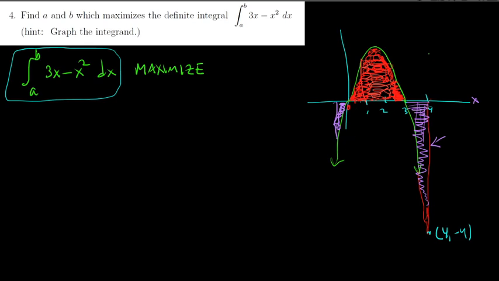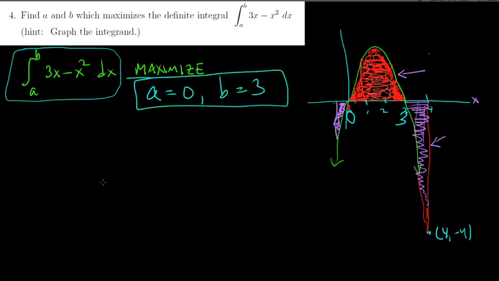So the maximum area you can get that's above the x-axis is this red area here, and to get that full area, you're going from 0 to 3. So a should be 0, b should be 3, and that will give you the maximum area. And that's all you can say about that.